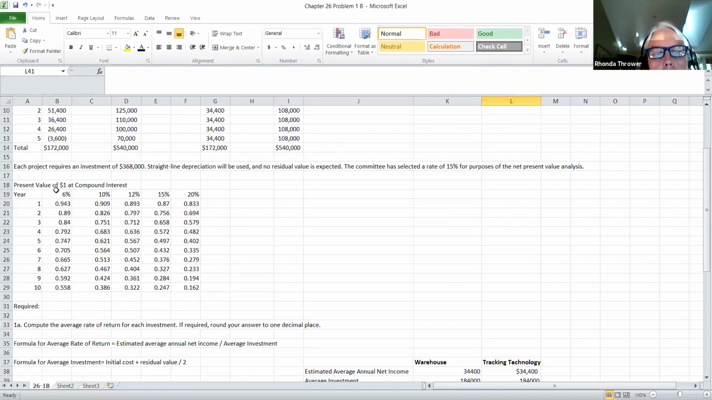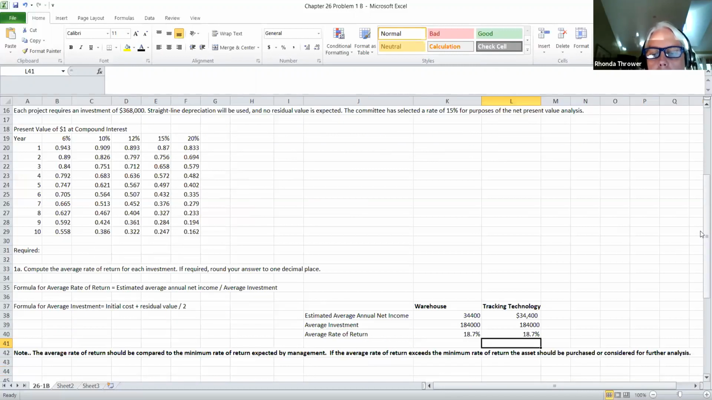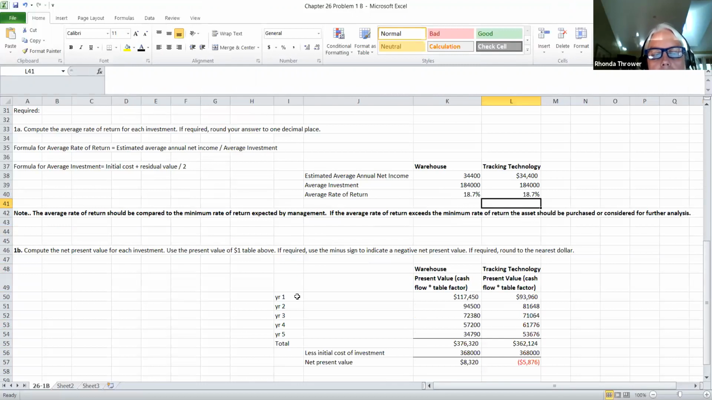And because we are doing the present value of a dollar table, we have to multiply each year's cash flow by the table value amount. Remember in our instructions that the committee selected a rate of 15% for net present value analysis. So we're only going to be looking at this column of numbers to help us in our mathematics for calculating present value. And so what I've done is I've set up a table with each year that we are going to be calculating the present value of each cash flow for each year.